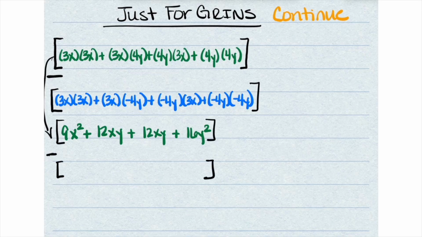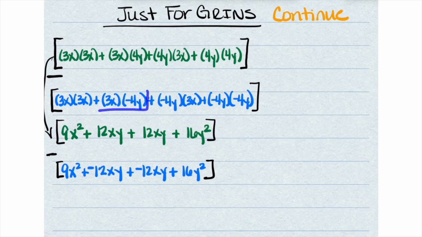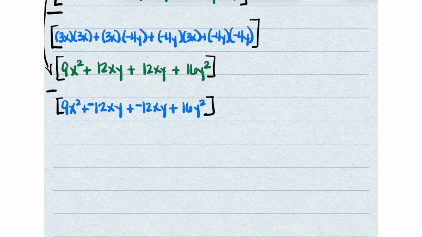So now we have 9x squared minus 12xy, or I'm going to say plus a negative 12xy, plus a negative 12xy, plus a positive 16y squared. 4 times negative 3 is going to be the 12. So that's where we're getting the negatives. Okay. Cool beans. So let's keep going.